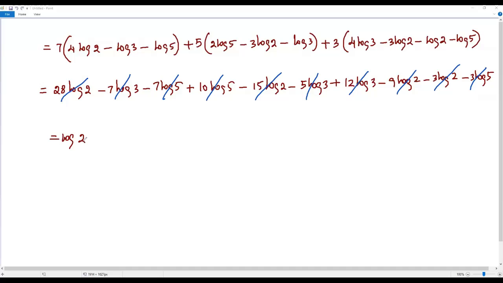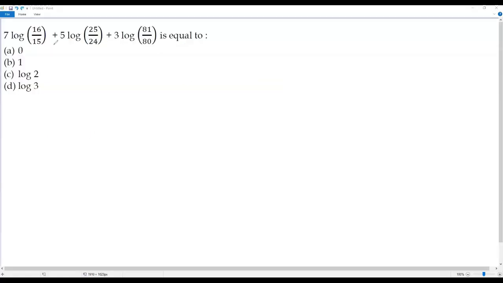Okay, now let's go to the original question. Here we have the original question. We have simplified the given logarithmic expression, or we have evaluated it. So the result is log 2. So the correct answer choice for this question is option C.